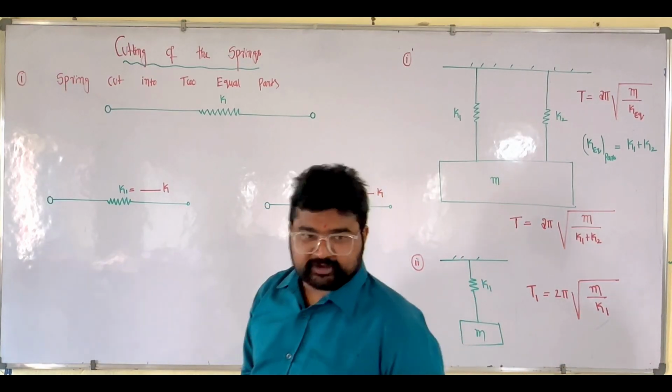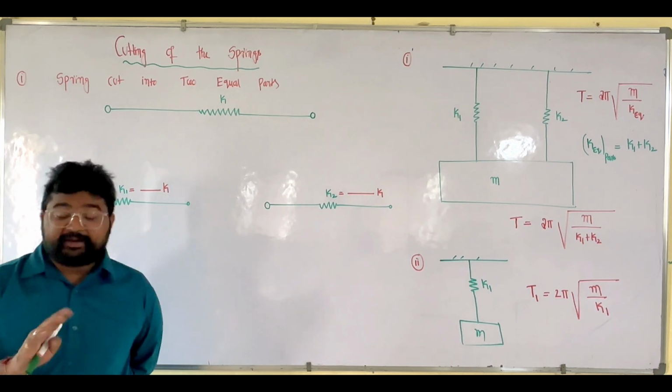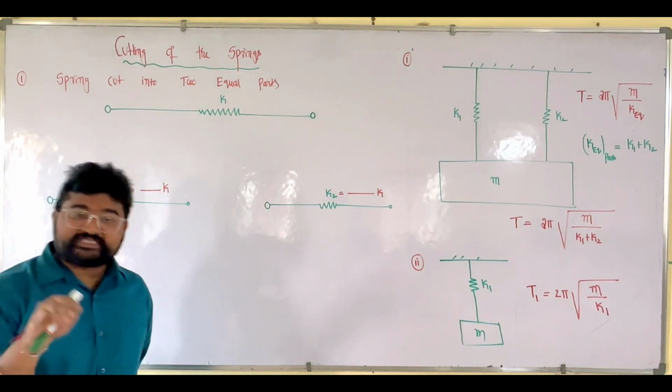Three options. It becomes half, it becomes double, or it remains unchanged, remains the same.